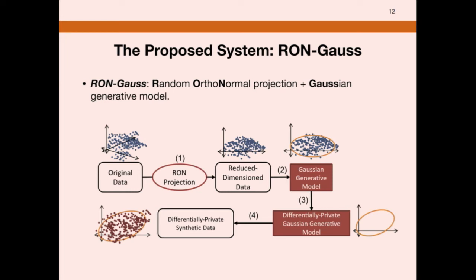I'll have another one with more detail. So you start with original data, presumably in high dimension. Then you do a Ron projection to project it into a lower dimension. You get a reduced dimension data. So here is two dimension.